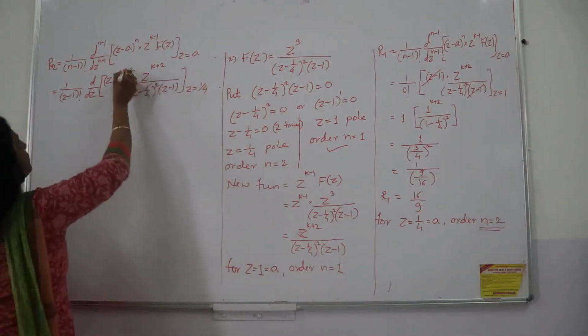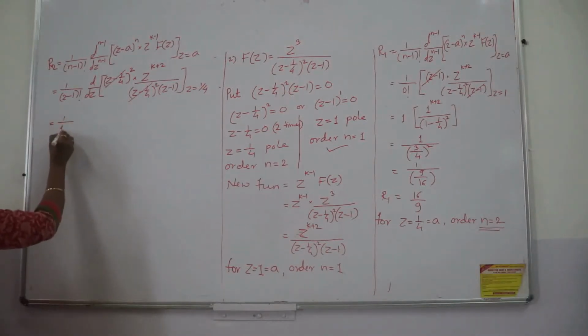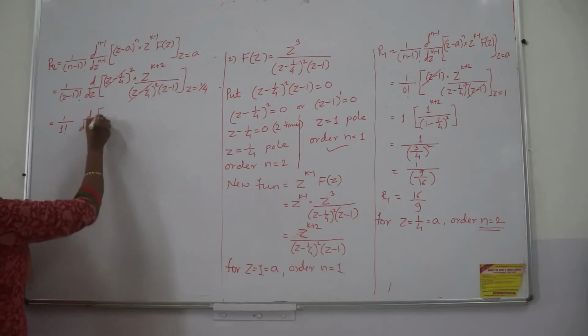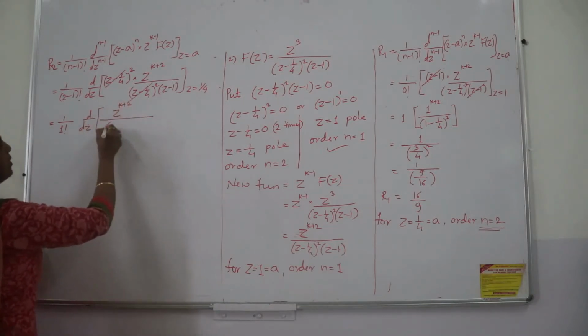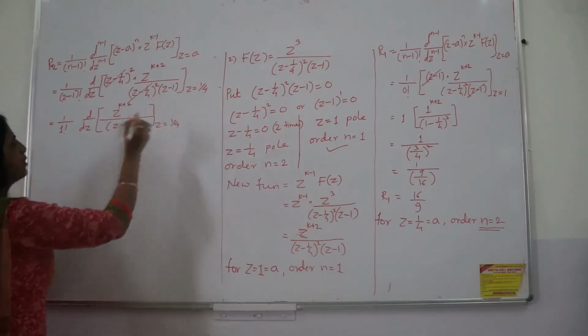Now with this second power, this second power gets cancelled. Meanwhile this is 1 upon 1 factorial. You may write directly 1, and I have to take this derivative: d by dz of z raised to k plus 2 divided by z minus 1, and after the derivative I have to place z is equal to 1 by 4.